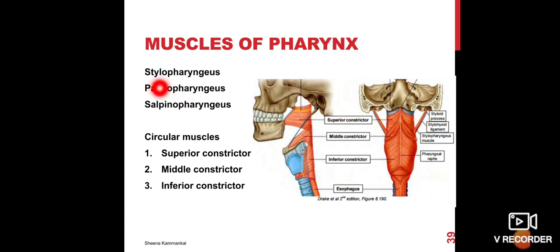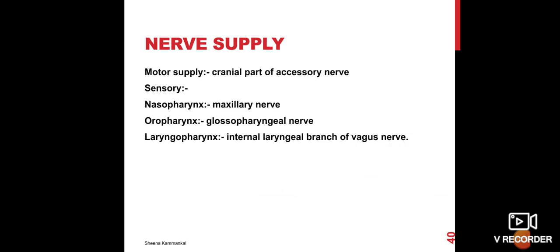But the extrinsic muscles are stylopharyngeus, palatopharyngeus, and salpingopharyngeus. Stylopharyngeus means it originates from the styloid process present on the base of the skull, and for palatopharyngeus, one end is present in the palate, with insertion to the pharynx. So from the name itself, we can identify the origin and insertion of each muscle. Stylopharyngeus, origin from the styloid process to the pharyngeal wall. Palatopharyngeus, origin from the palate to the pharyngeal wall. Salpingopharyngeus, salpinx means tube. Here the tube related to the pharynx is the auditory tube. So it originates from the auditory tube and is inserted to the pharyngeal wall. So these are the muscles of the pharynx.